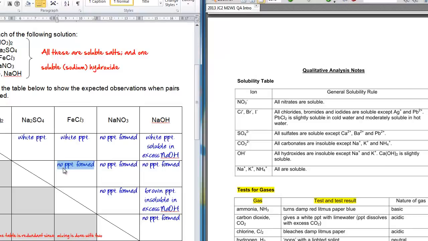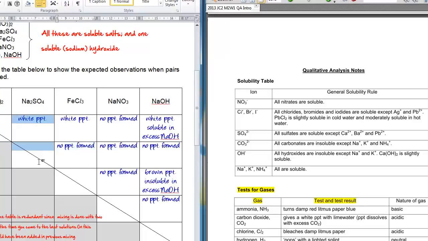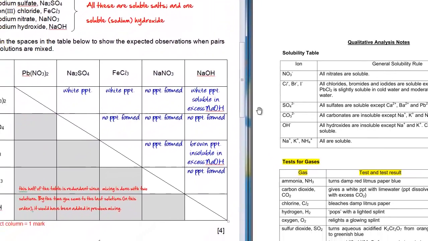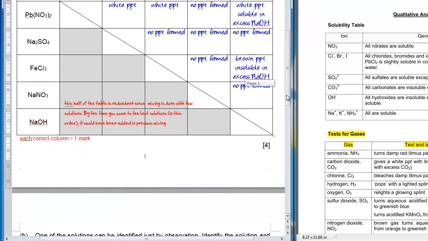So if you go through the exercise for the rest of the boxes, you will be able to come up with all the observations here in the boxes. And for each correct column, you'll get 1 mark. Okay, so let us go to the questions.